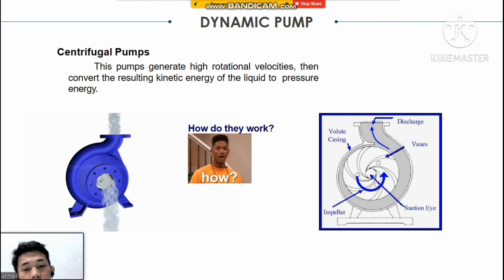The liquid that comes out of the impeller at high speed will then come out through the channel whose cross-section is getting bigger, so that there is a change from the speed head to the pressure head. Therefore, the liquid that comes out of the pump flange has a large total head.